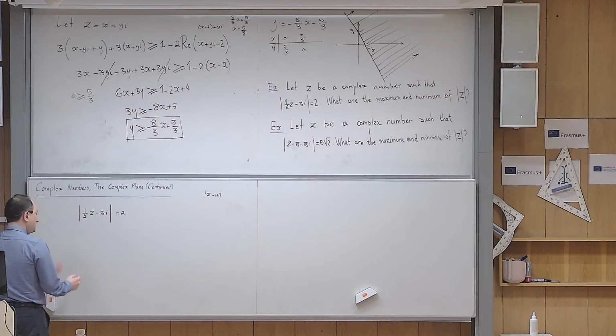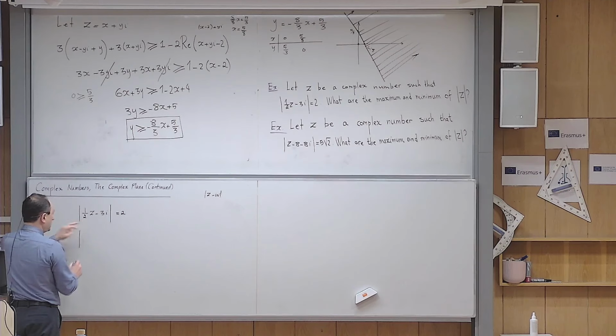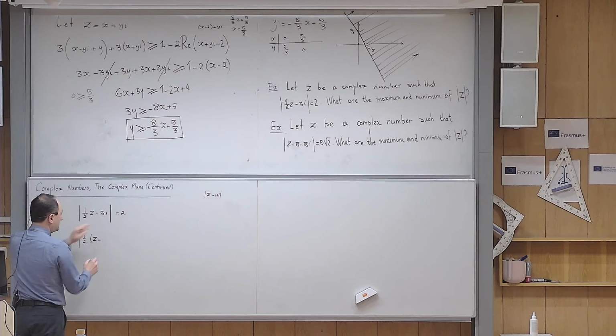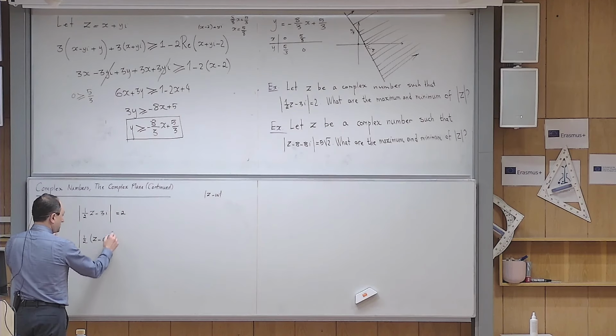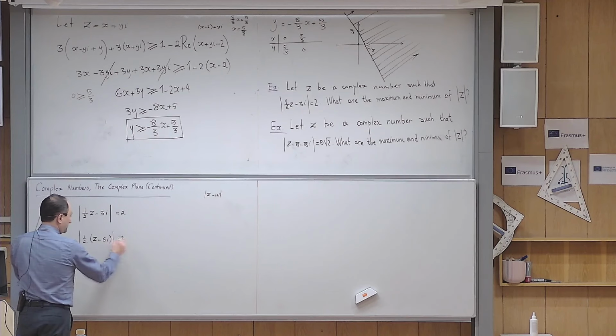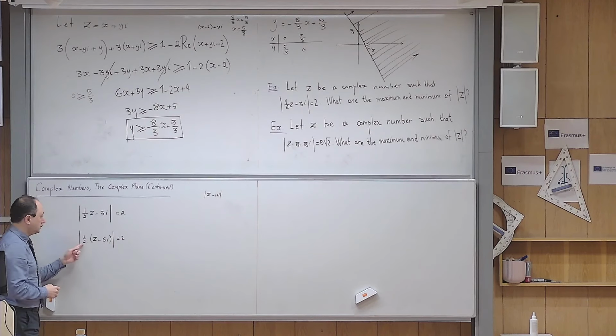Okay, so let me just do it systematically, but you can do it faster. In principle, you have to factor a 1/2 out because you want to get rid of this. Then this becomes z, but this becomes minus 6i, yes? Equals to 2. Why is that? If I multiply back, this is correct. If I multiply that, that's correct. So that factorization is correct.